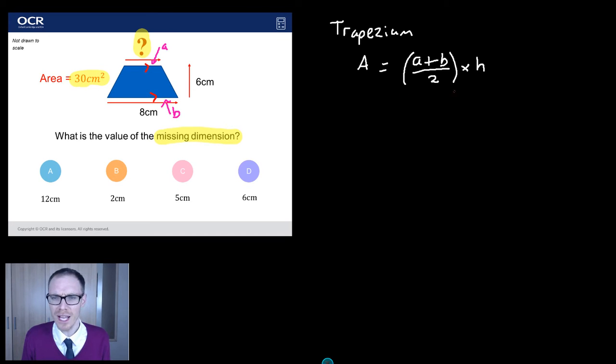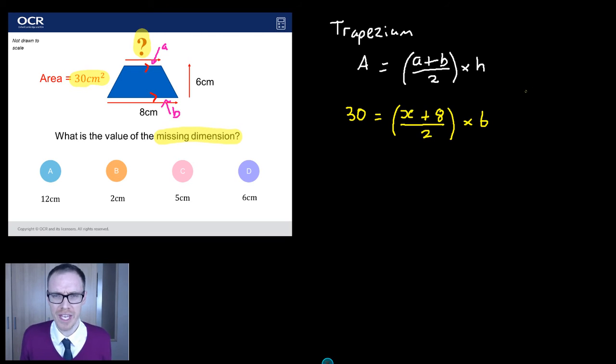Okay, so let's fill out what we know, and I'm going to treat myself to a bit of yellow here. Well, I actually know the answer. I know what the area is. The area is 30, so I know that's my final answer. A, I don't know what that is. That's my question mark. Just because I'm a traditionalist, I'm going to call that X. B, yeah, I know what that is. That's going to be 8. That's my bottom one. Divided by 2, that stays the same, times by H, which is my vertical height or perpendicular height, which is going to be 6.